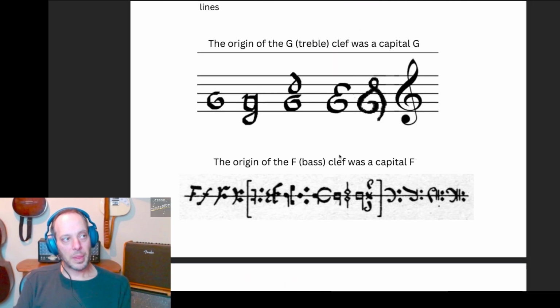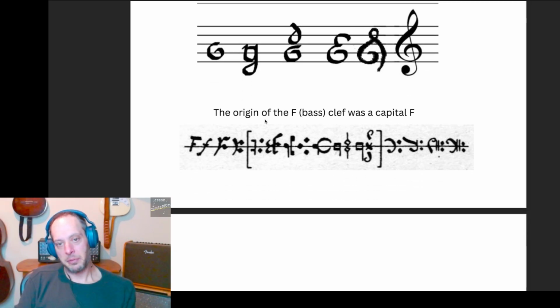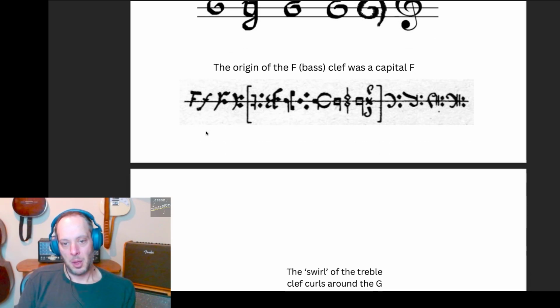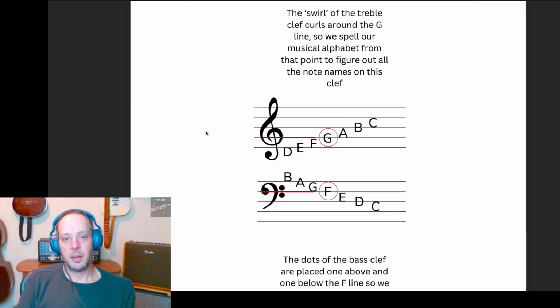So, the origin of the G clef. It used to be written like a G. And then it evolved over time and became like this swirly, really cool looking thing. And it actually was a G. And then the F clef, it's the same thing. It was an F, and then they came up with all these different variations for it. But we finally settled on our G and our F clef.